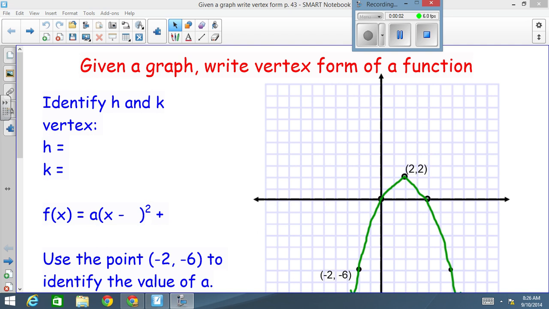Okay, third thing we're going to do in this section. We're going to be given a graph. You have to write the equation, the function, in vertex form. Okay? So we got to pull some things from this graph that's given to us.